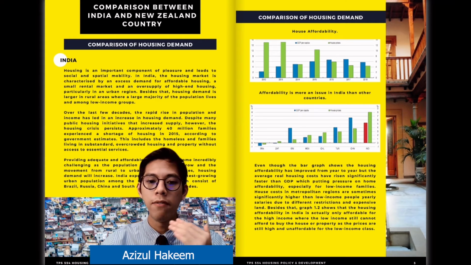Approximately 40 million families experienced a shortage of housing in 2015. According to government estimates, this includes the homeless and families living in substandard, overcrowded housing and property without access to essential services such as schools, public space and others.